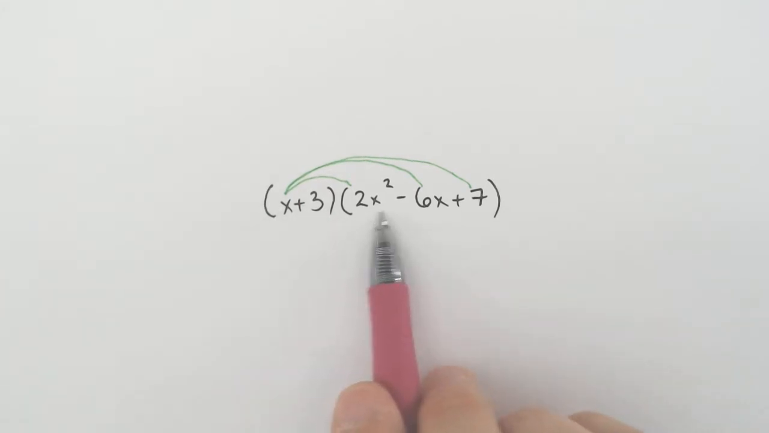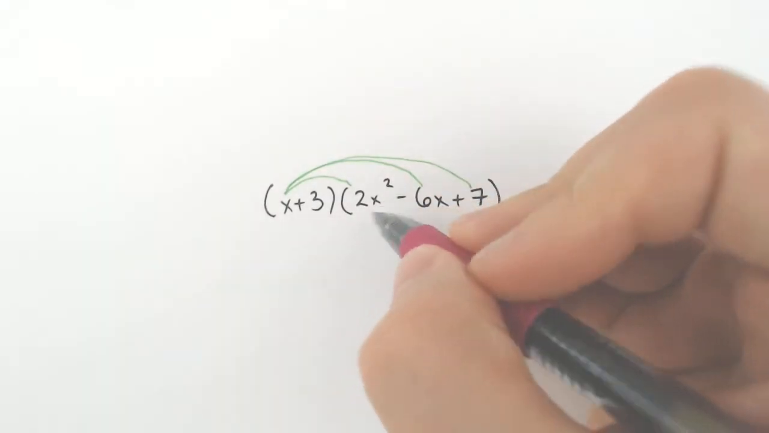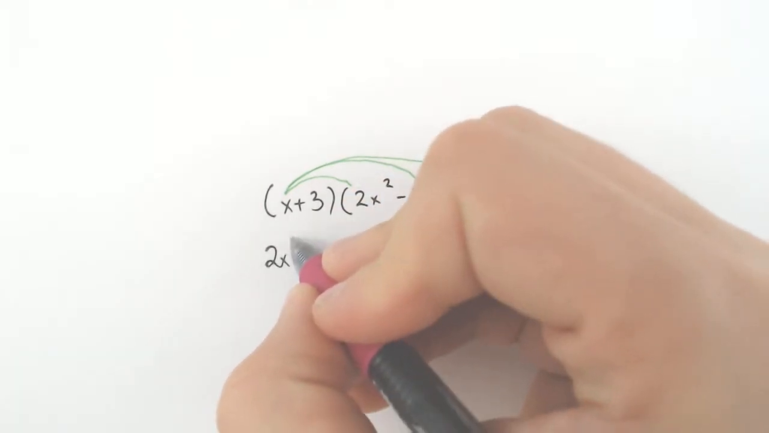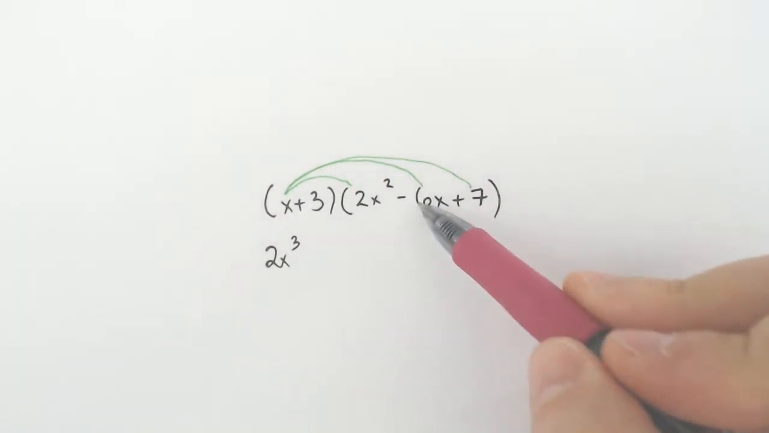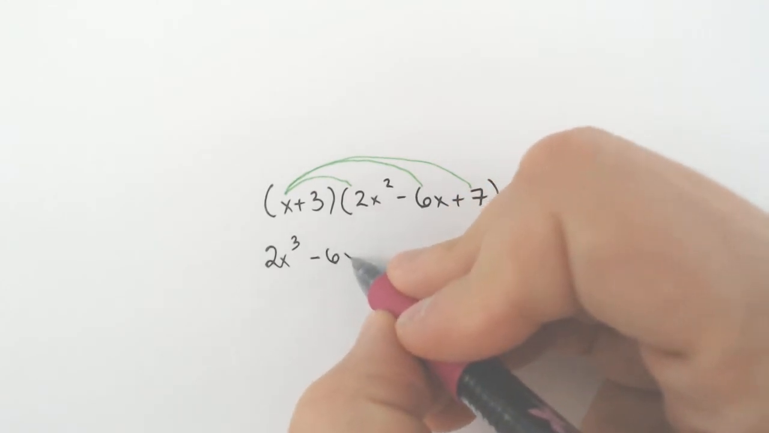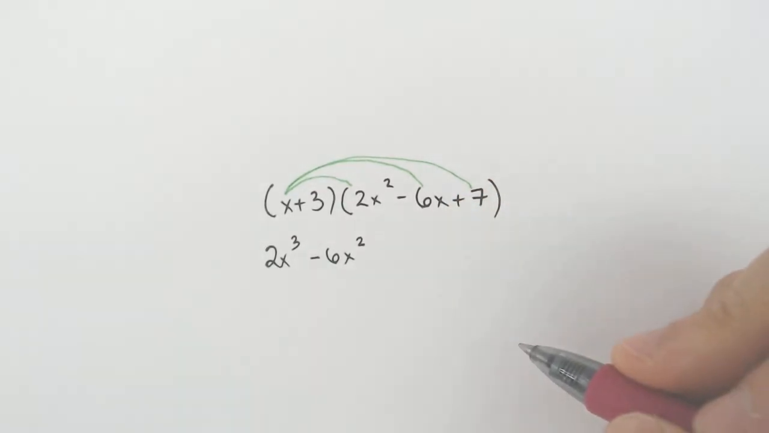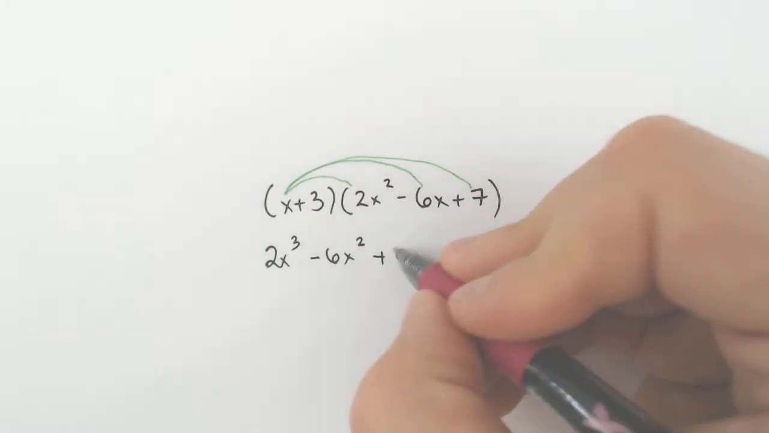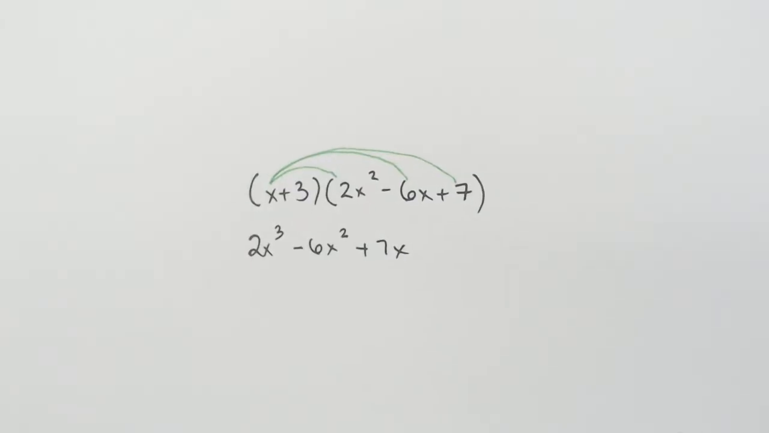So x times all three terms makes x times 2x squared. That would be 2x to the third. X times negative 6x is negative 6x squared. And then x times 7 is 7x.